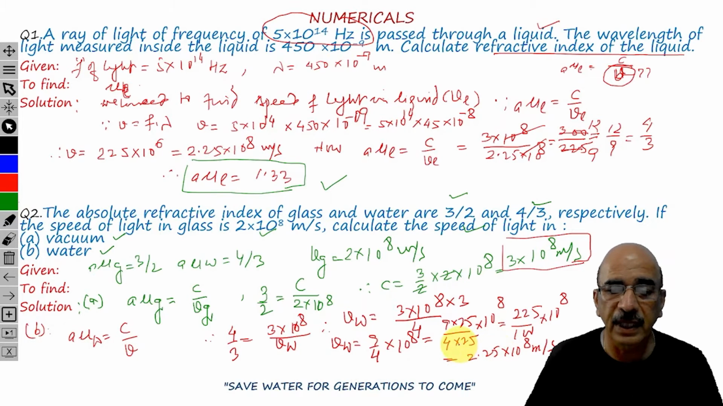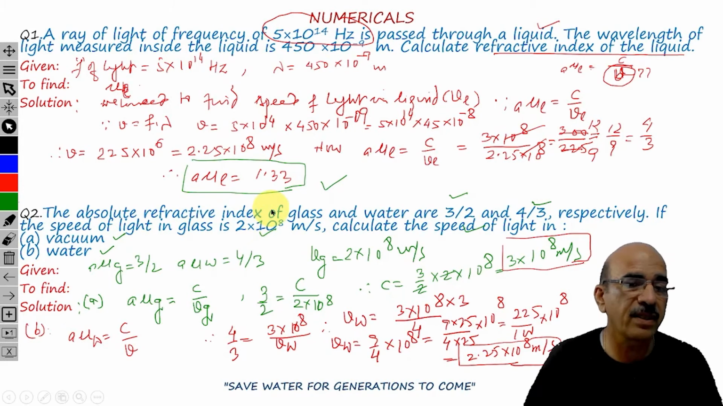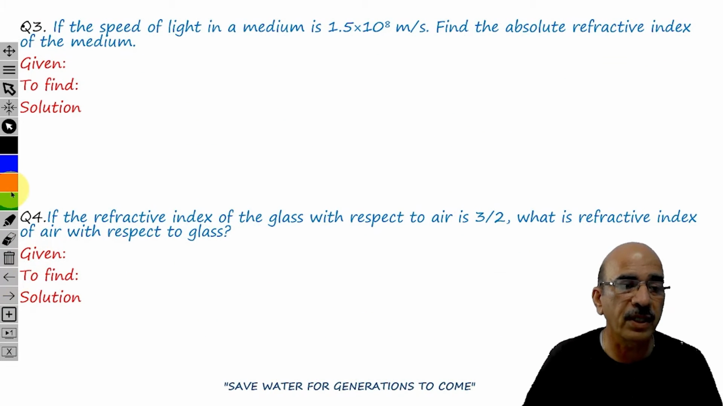So this is the speed of light in water. So 2 numericals we have done. Simple numericals you can do on your own also. Now the next question. If the speed of light in a medium is given, find the absolute refractive index of the medium.